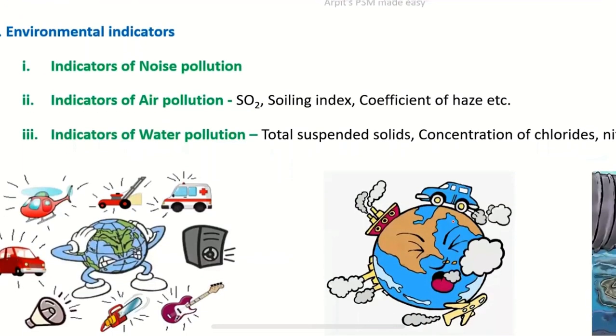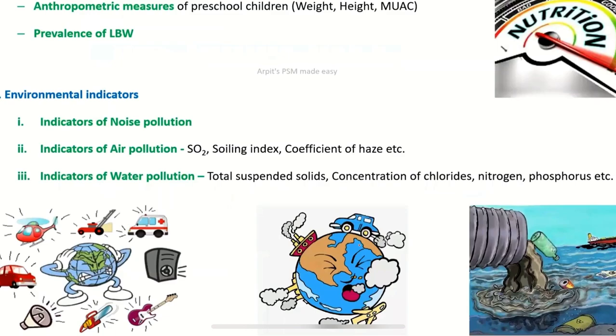Moving on to environmental indicators. The environmental indicators will include indicators of noise pollution, air pollution, and water pollution. They will reflect the quality of the environment, be it the physical environment or the biological environment in which the diseases are occurring.